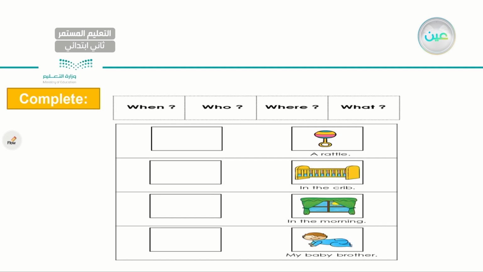Now, here I have all the things that are related to a child, to a baby. When, who, where, and why. I have a rattle, in the crib, in the morning, my baby brother. Based on the things here, we need to come up with a question. For the first one, I have a rattle. What is this? What is it? It is a rattle. Very good.